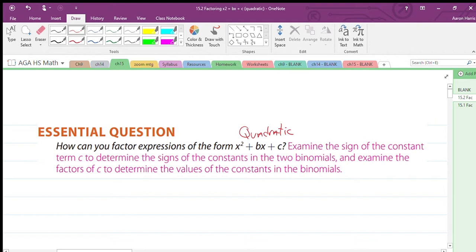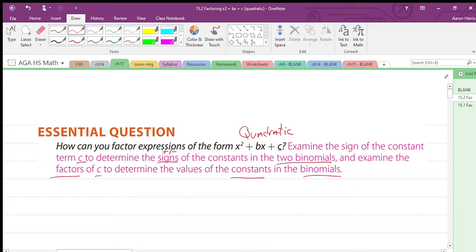So examine the sign of the constant term c, that's back here, to determine the signs, that means addition or subtraction, of the constants in the two binomials. We'll talk about that at a later time. And examine the factors of c to determine the values of the constants in the binomials.